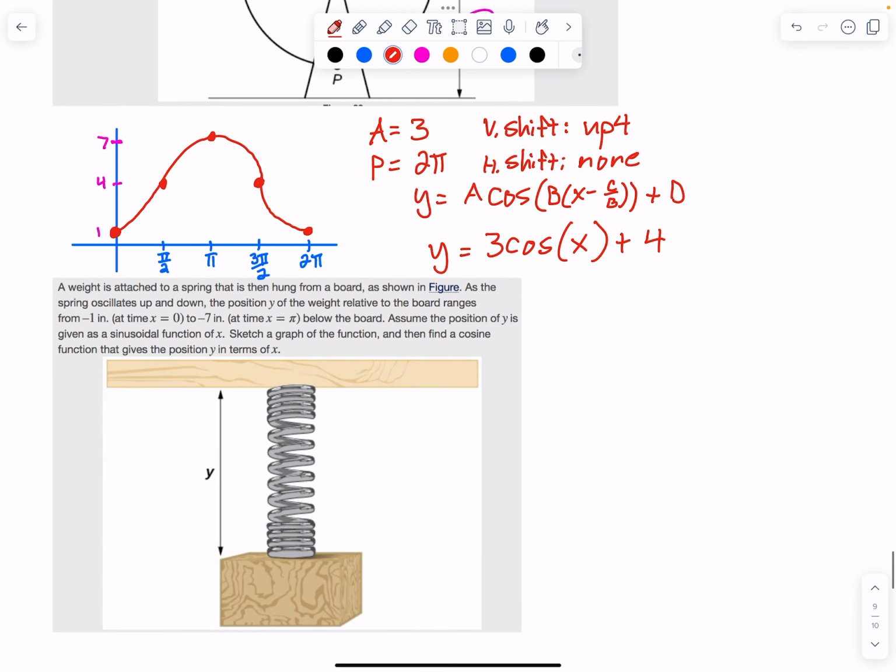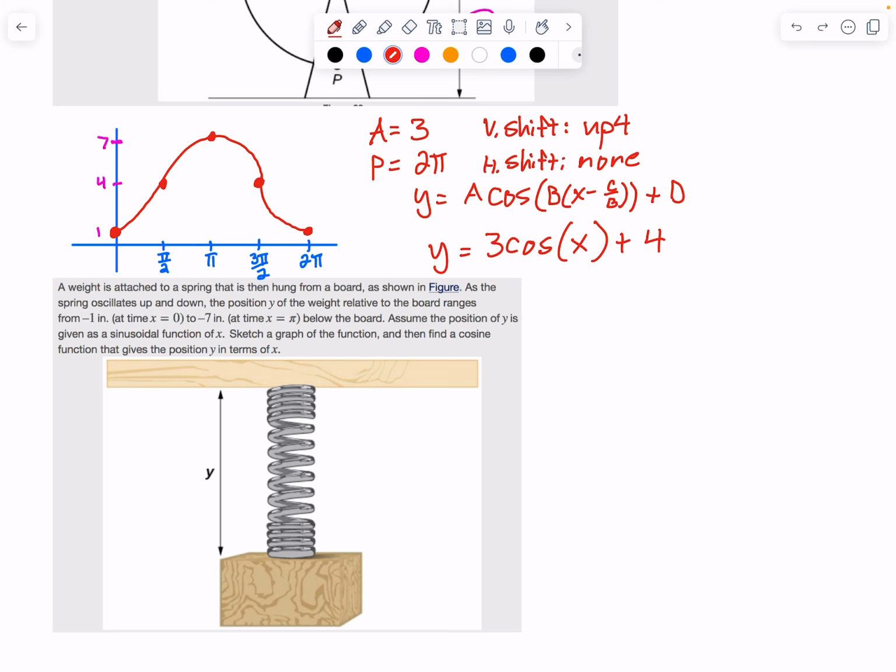It's based on a spring. Okay, a weight is attached to a spring that is hung from a board. So we have this block that's hanging from that spring. As the spring oscillates up and down, position y relative to the board ranges from -1 all the way to -7 below the board.